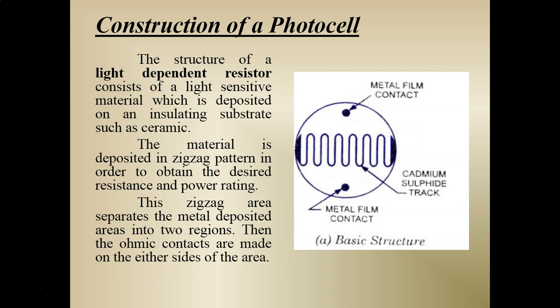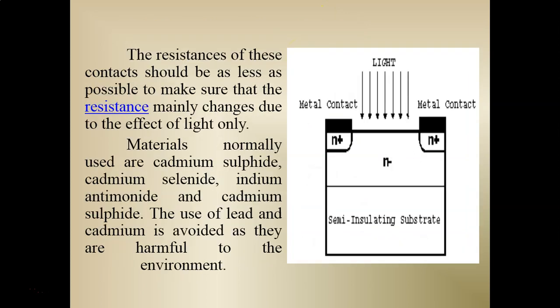Construction. The structure of an LDR consists of a light sensitive material deposited on an insulating substrate such as ceramic. On the ceramic, the LDR material is placed in a zigzag pattern in order to obtain the desired resistance and power rating. The metal film contact is on the sides. The resistance of these contacts should be as low as possible to make sure that the resistance mainly changes due to the effect of light only.